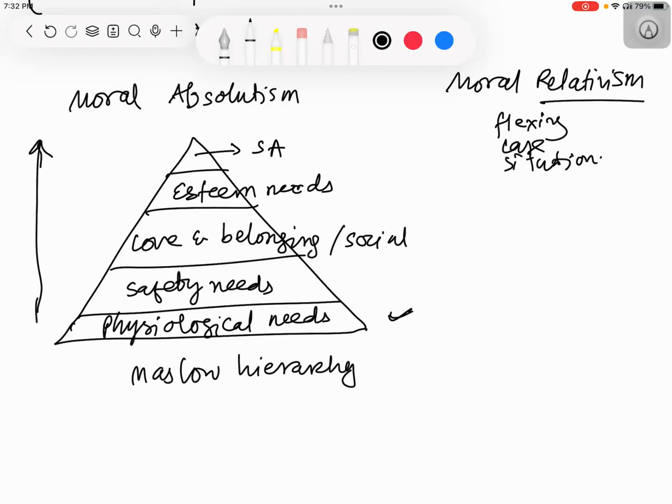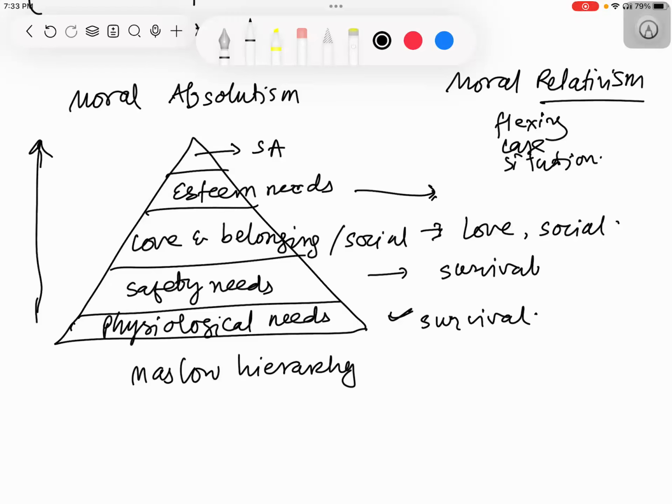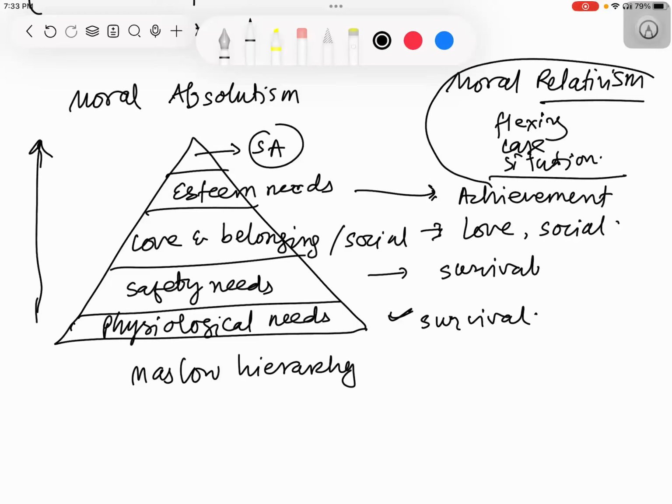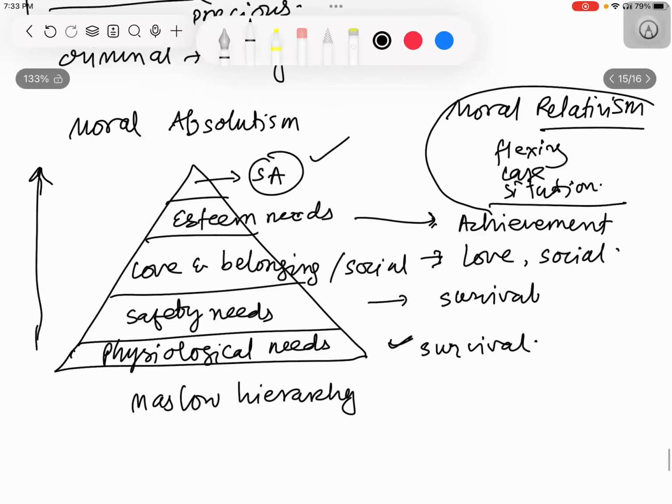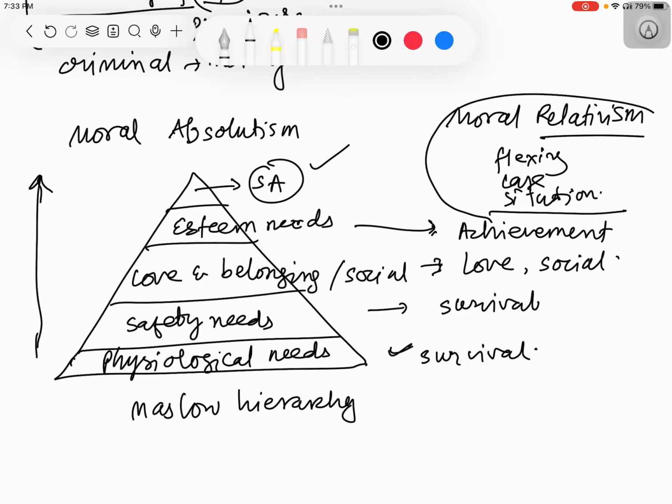Here what value importance do we find? Survival. You see what kind of value we can find out. Safety, again survival. Love and belongingness, love itself is a value, social cohesion itself is a value. Esteem need, individual achievement. Self-actualization in itself is a value, right? Is this also not a hierarchy of values? This is Maslow's need hierarchy. You can draw this also for values. Any doubt so far?